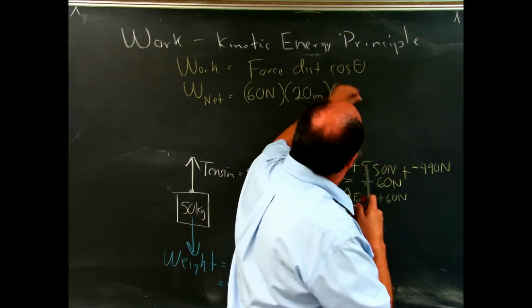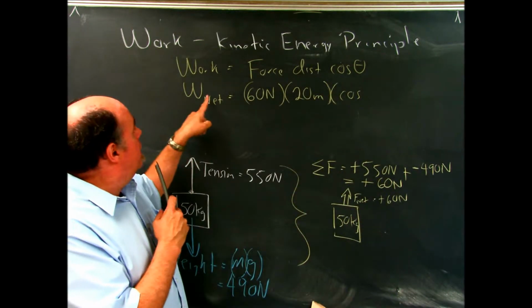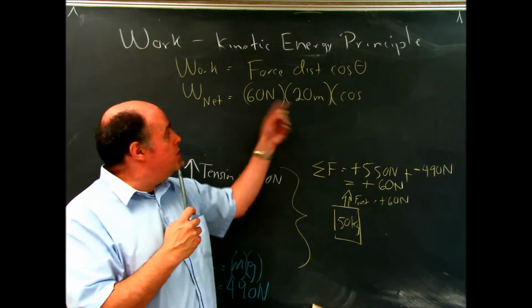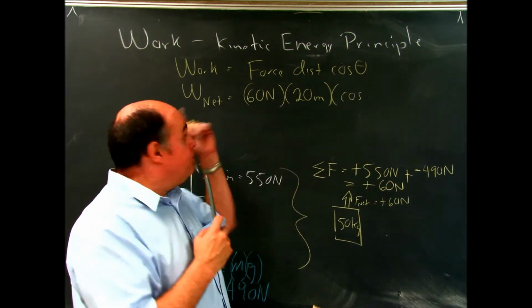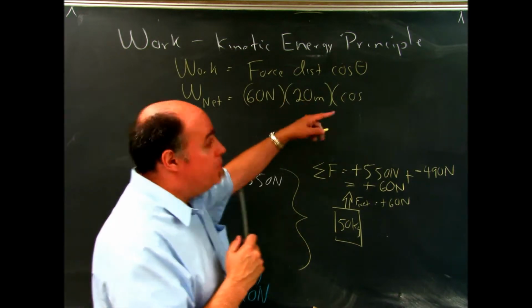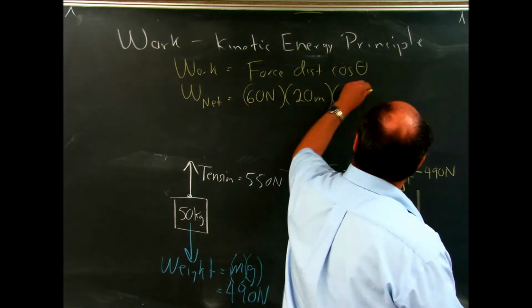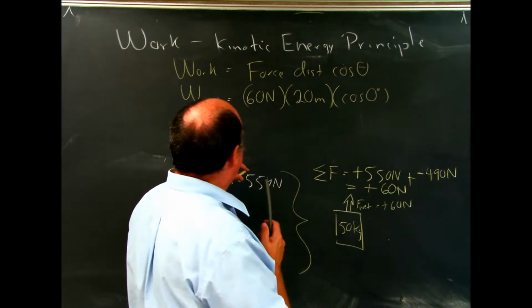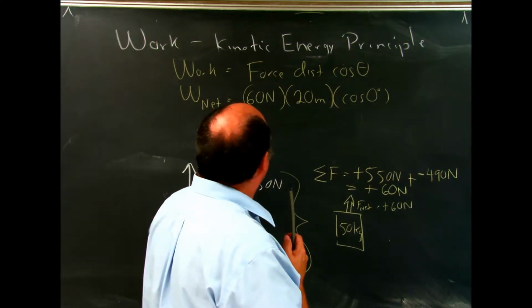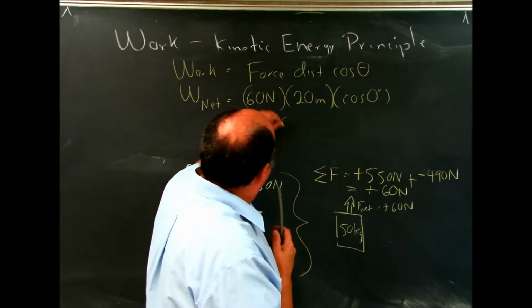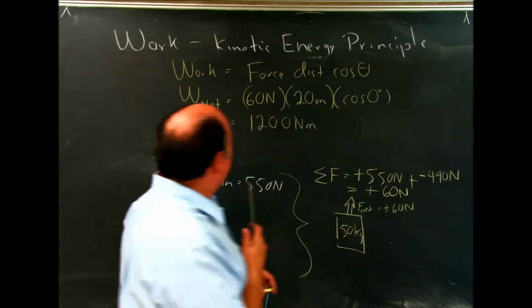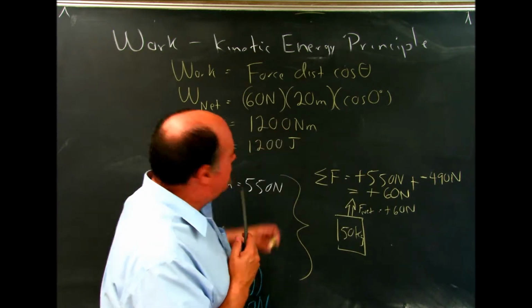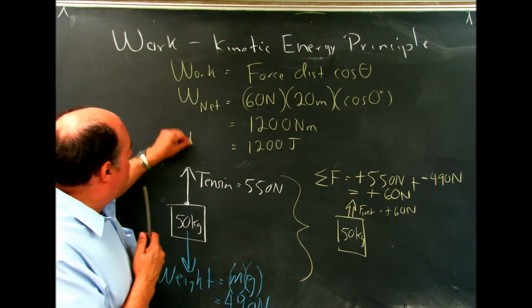The cosine, whenever we talk about net forces, the net force and the direction of motion will always be the same. So this particular thing, the net force and this would be in the same direction. And this is going to come out to be 1,200 Newton meters. Or I could say that this is 1,200 joules. It's the same thing, either way. So now I figured out the net work.